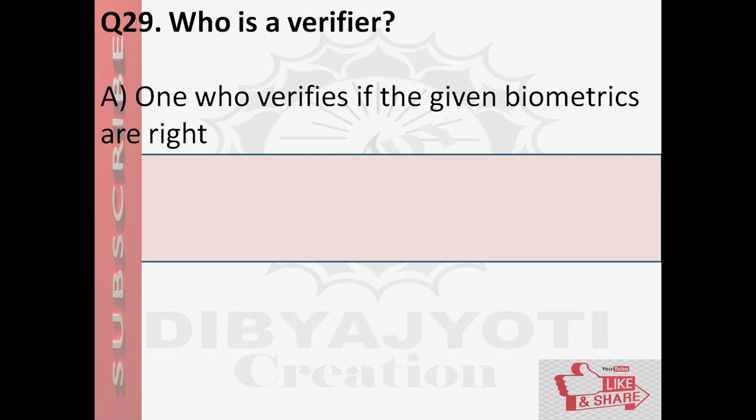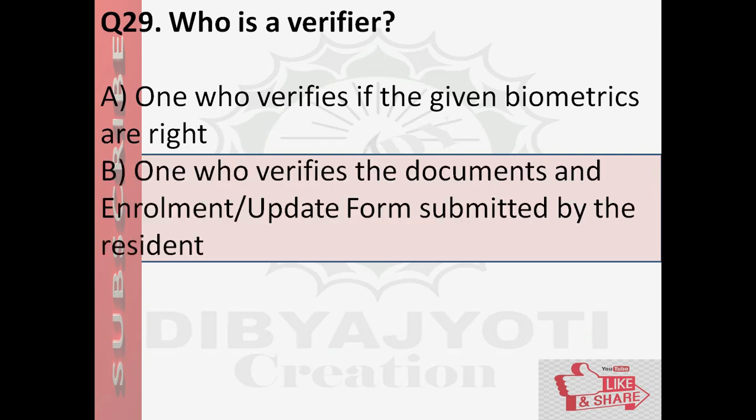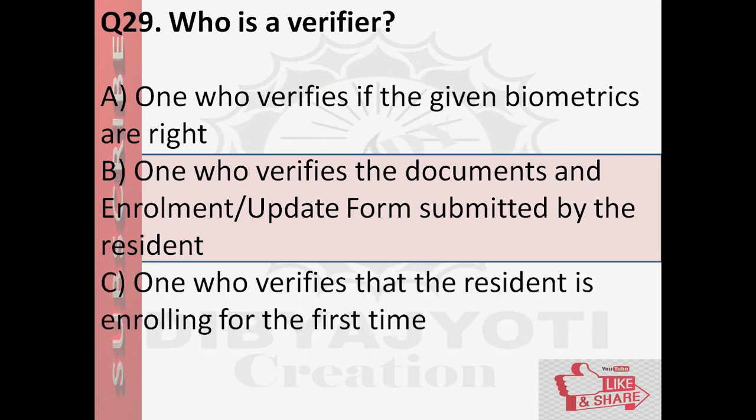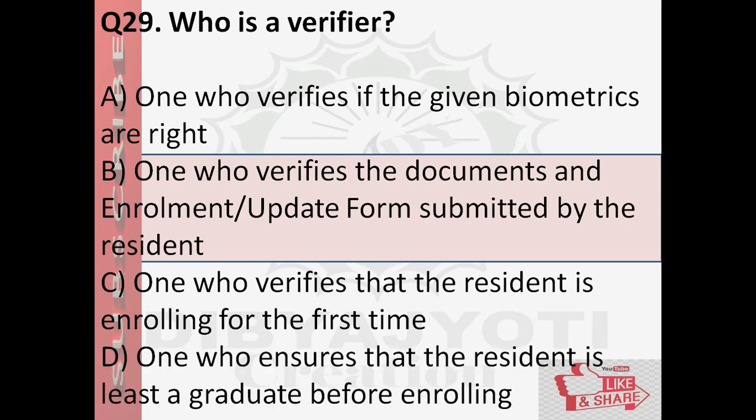One who verifies if the given biometrics are right. Option B, one who verifies the documents and enrollment or update form submitted by the resident. Option C, one who verifies that the resident is enrolling for the first time. Option D, one who ensures that the resident is at least a graduate before enrolling. And answer is B, one who verifies the documents and enrollment or update form submitted by the resident.